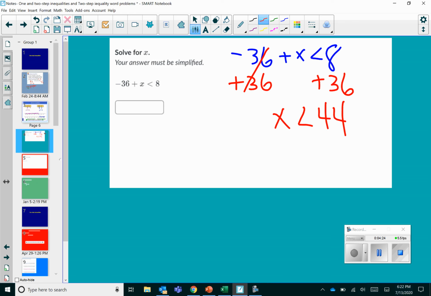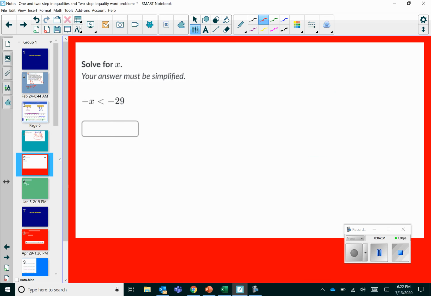So your solution here would be x is less than 44. Let's try another. I've got negative x is less than negative 29. Again, I'm just going to move this over here. Now, as you can recall, we can never have a negative variable. Remember, when x is by itself, it's understood that there is a 1 in front of it. So let's put a negative 1 there.